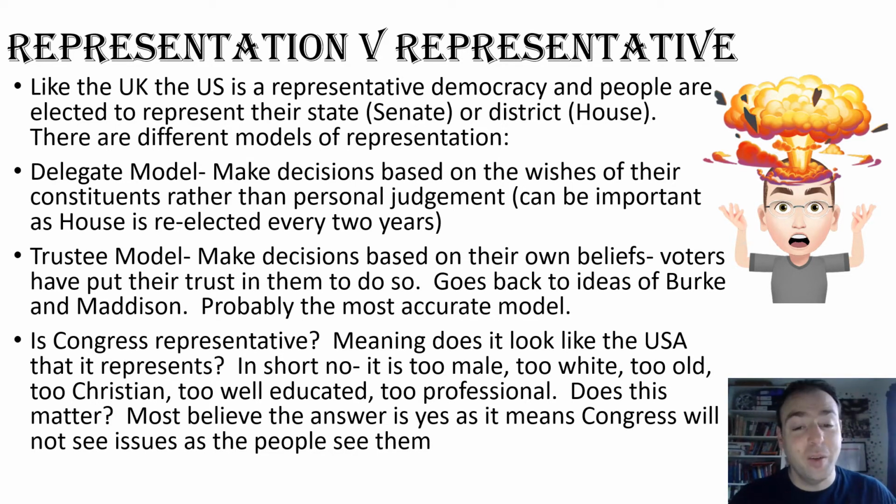The other model, and most people argue this is the predominant one, both in the US and in the UK, is the trustee model. The idea of this is people make decisions based on their own beliefs, and they go on the idea that voters have put their trust in them to make a decision. It goes back to the ideas of Burke and Madison, and it is probably the most accurate model for most members of Congress. Definitely, I would say, for the Senate, and probably in the case of the House of Representatives as well.